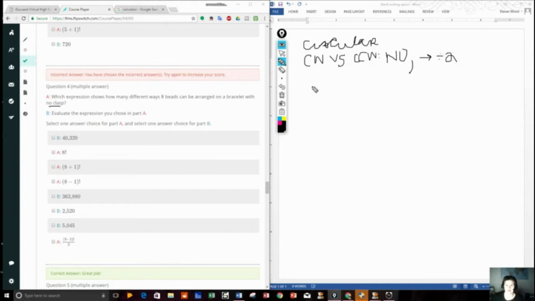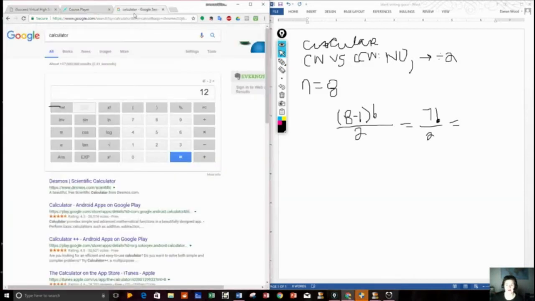So our circular formula, again, is n minus 1, and there's 8 beads, so that's our n. So we have 8 minus 1 factorial divided by 2. So 8 minus 1 is 7 factorial divided by 2. Then we're going to come over here to our calculator. We're going to type in 7 factorial divided by 2.